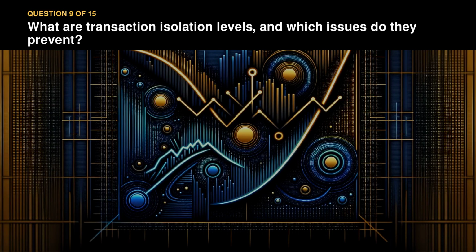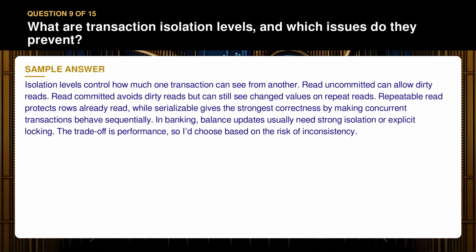What are transaction isolation levels, and which issues do they prevent? Isolation levels control how much one transaction can see from another. Read uncommitted can allow dirty reads. Read committed avoids dirty reads but can still see changed values on repeat reads. Repeatable read protects rows already read, while serializable gives the strongest correctness by making concurrent transactions behave sequentially.